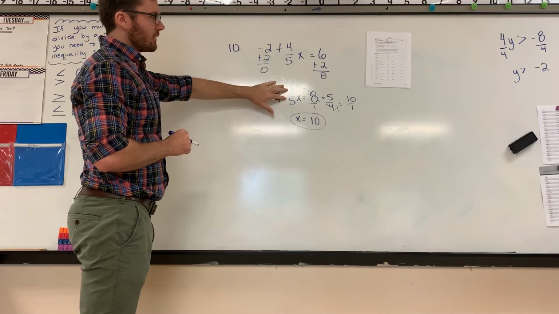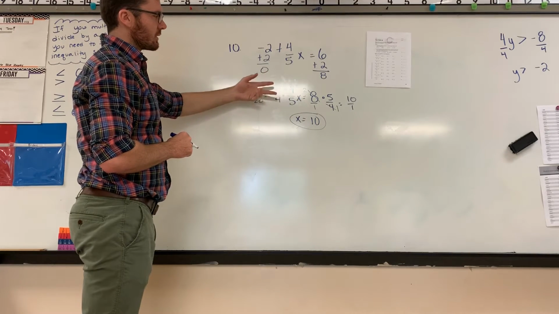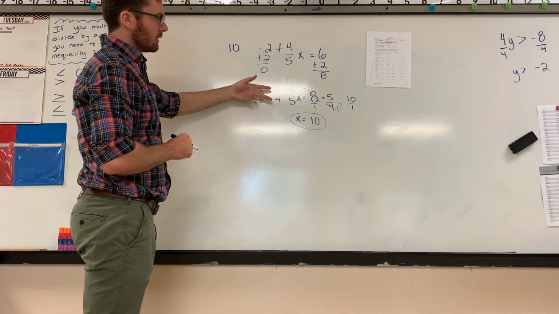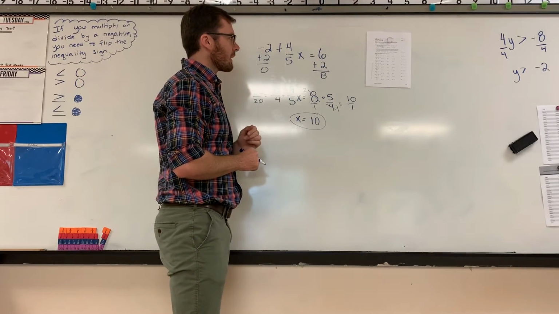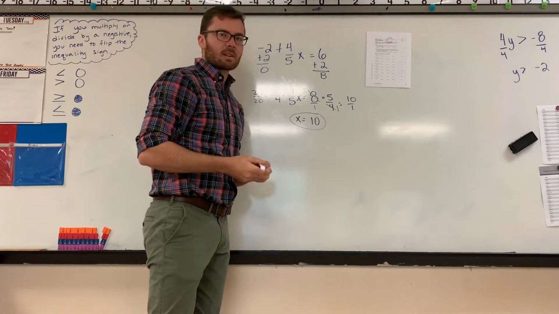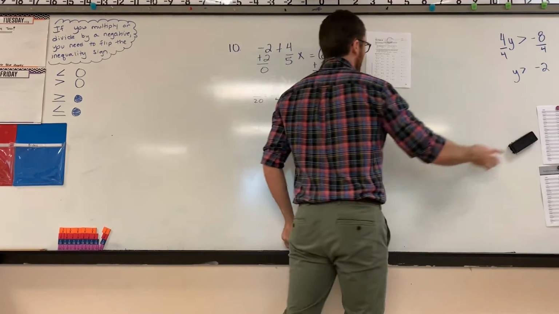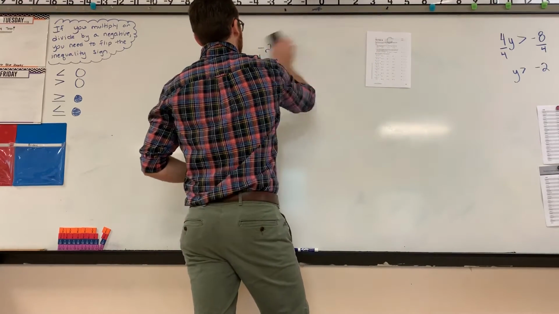If you have a fraction being multiplied with a variable, you can use the reciprocal to get rid of the fraction on both sides. And then also we cross canceled. So there's some things to remember there. I'm going to show you one more problem at least. Let's take a look at this.